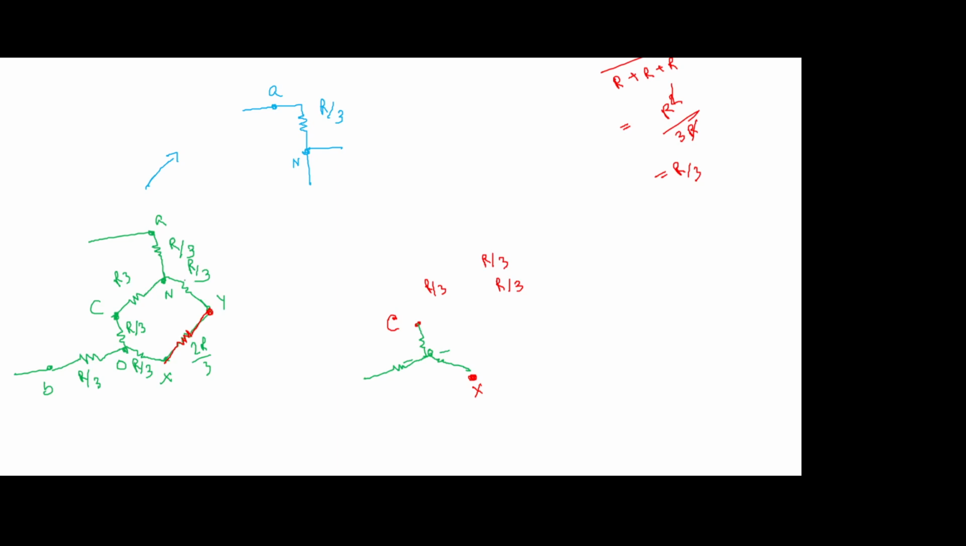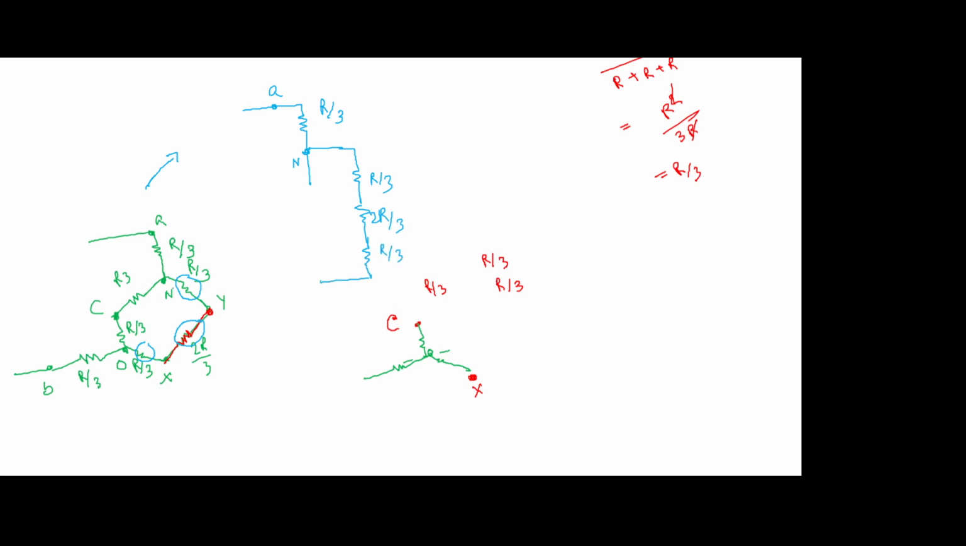There is this R by 3, this particular resistance and this particular resistance. They are all in series because nowhere is there another branch that connects to any other node. These three resistances are connected in series. You guys agree with me or not? Yes, ma'am. So this is R by 3, this is 2R by 3, and this is R by 3 again.